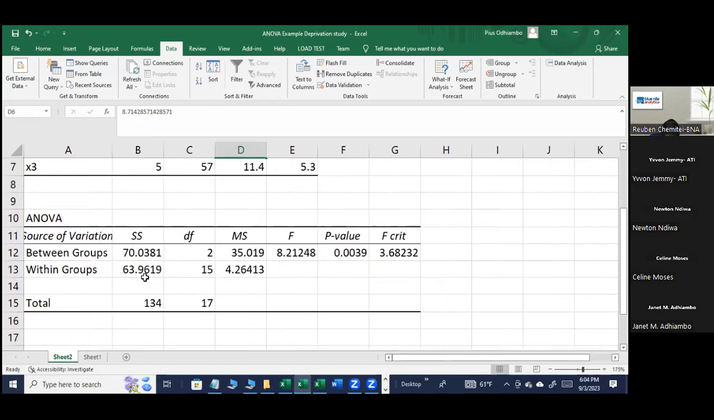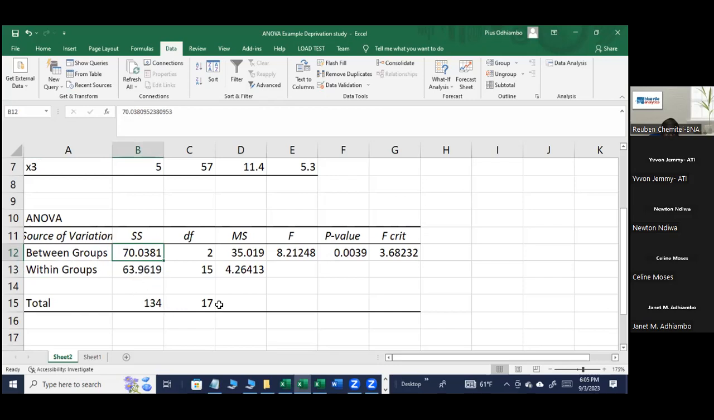Now this is the table that we had when we were running regression, and you can see it had the source of the variation between groups and within groups. So what it does is it calculates the sum of squares between groups, and you can see here we have 70. So this is the sum of squares between groups. Then we have the sum of squares within groups.